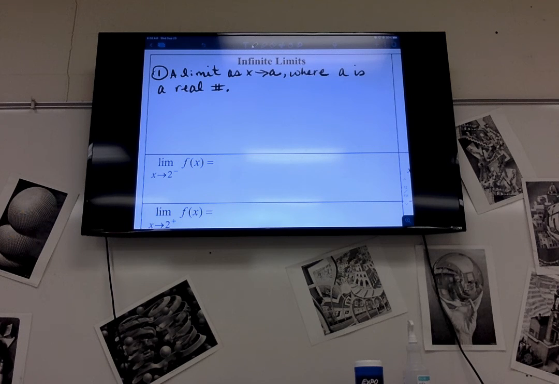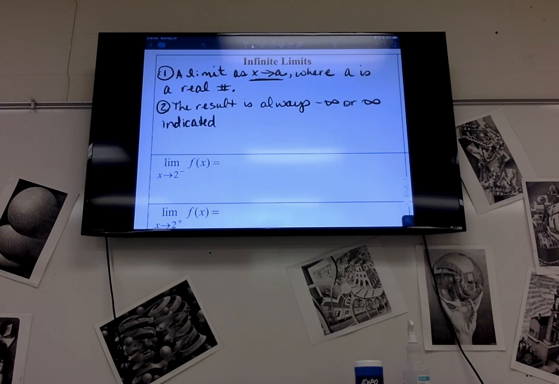So infinite limits means your answer is infinity or negative infinity. That's what number 2 is talking about. The result is always negative infinity or infinity. Does infinity count as a real number? No. But this is just x approaches a. This is not talking about the answer. I did the same thing yesterday when I was rereading my notes.